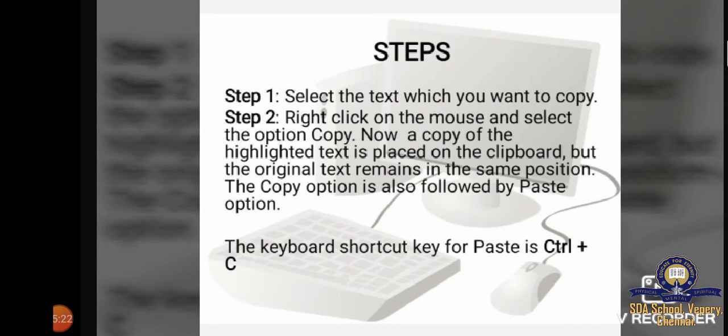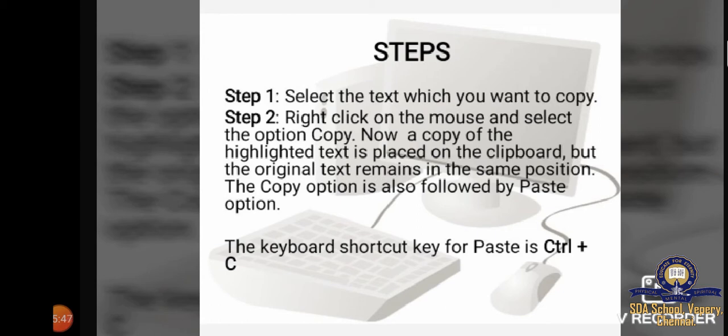Then after that we studied the paste option. How to do that? Place the cursor at the position where you want the text to be inserted, and right click on the mouse and then select the option paste. Now the selected text is pasted. The keyboard shortcut for the paste option is Ctrl plus V.